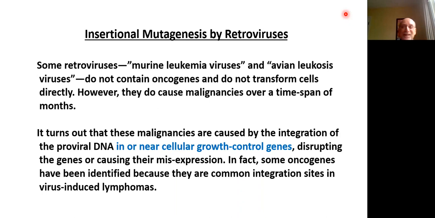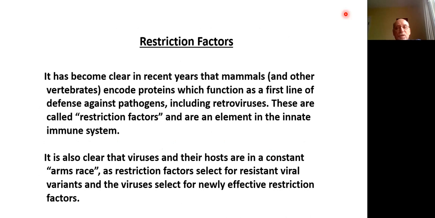Another very important area in contemporary virus research is the study of restriction factors. So it's become clear in recent years that vertebrates encode proteins which function as a first line of defense against pathogens. We call these restriction factors. They are really part of the innate immune system.